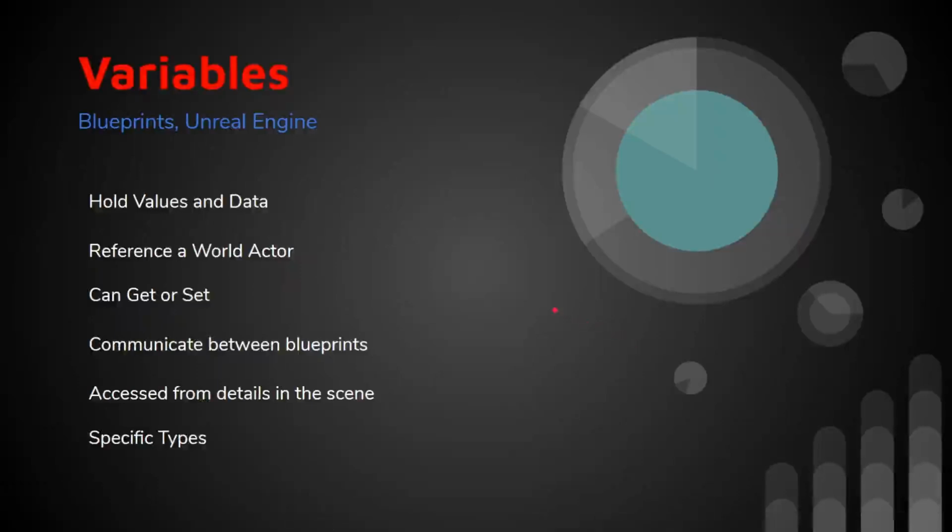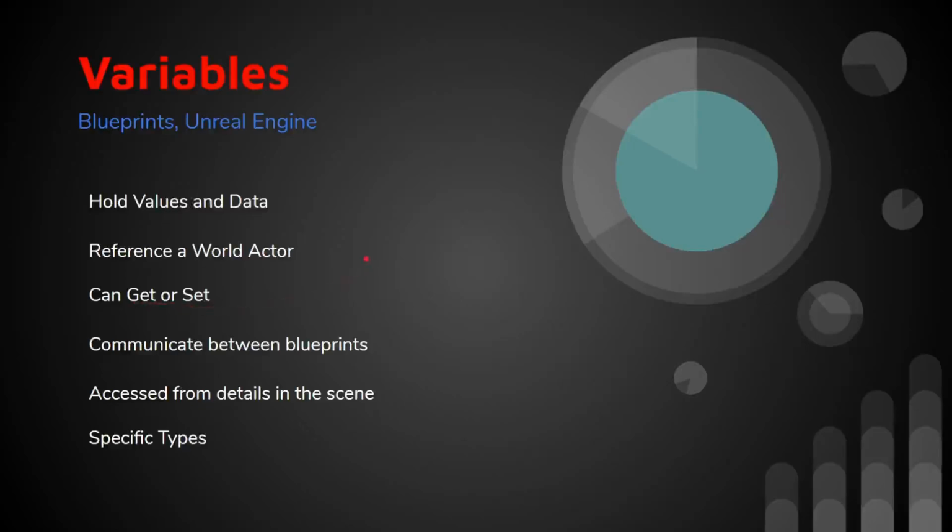Welcome everyone. Today we will look at variables as they're used inside blueprints inside of Unreal Engine. Variables are very useful because they're able to store data for us. We can access the stored data using the get variable, and we can set it using the set. So we can store the data using this value, and we can get the data using this value here.